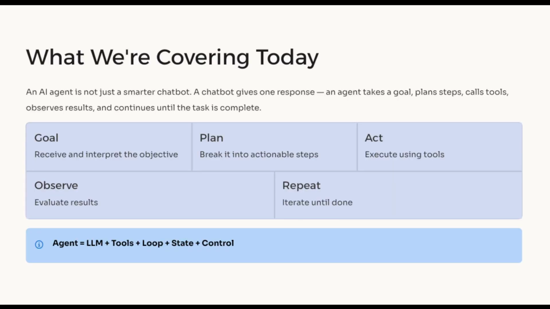An AI agent is not just a smarter chatbot. A chatbot usually gives one response, but an agent can take a goal, plan steps, call tools, observe results, and keep going until the task is completed. The core loop looks like this: goal, plan, act, observe, repeat, final answer. So the simple definition is this: agent equals LLM plus tools plus loop plus state plus control.